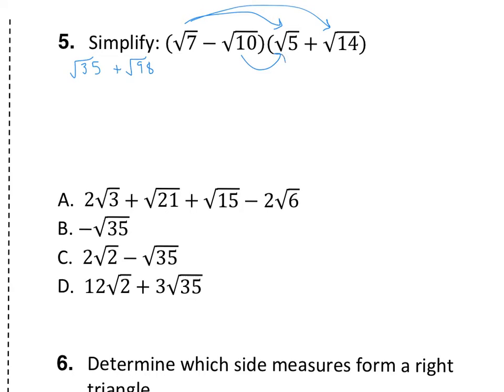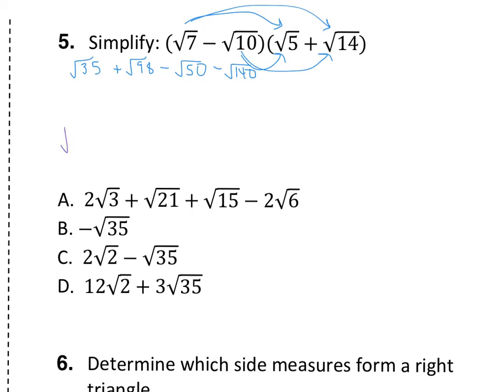And negative square root of 10 times square root of 5 is minus square root of 50. And negative square root of 10 times the square root of positive 14 is negative square root of 140. But now I need to continue to break down each of those radicals. So let's see if we can break down square root of 35. The only factors that go into 35 are 5 and 7, which don't get us anywhere because those aren't perfect squares.